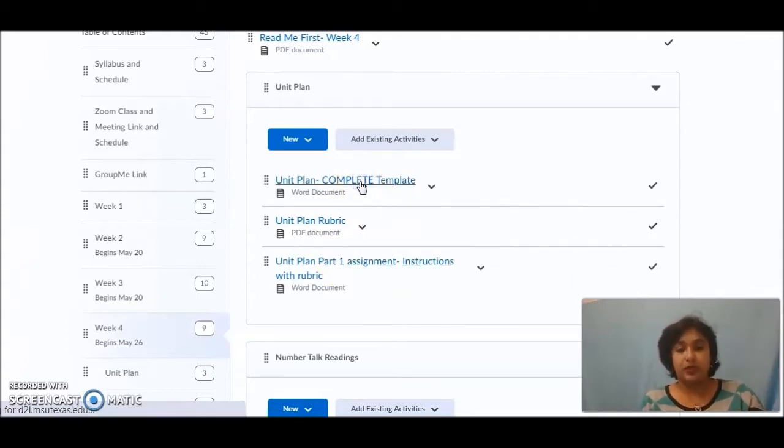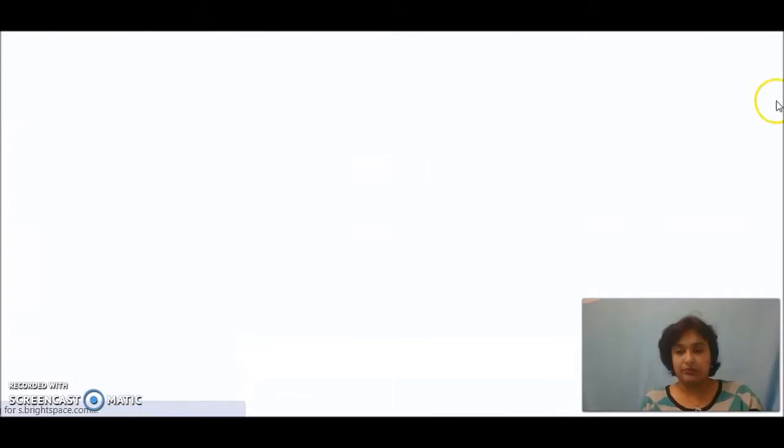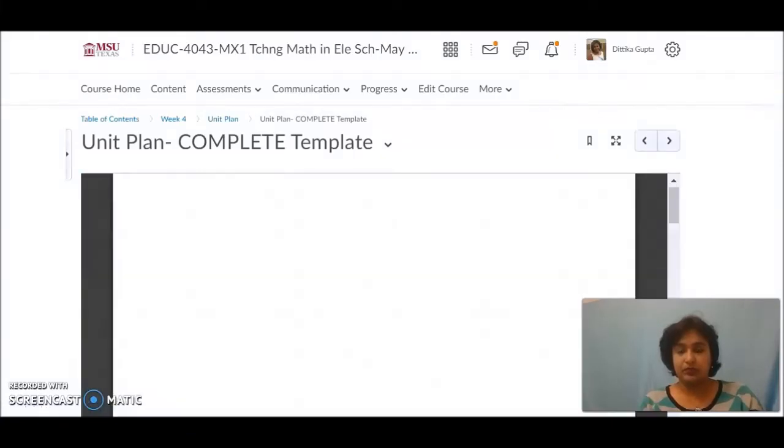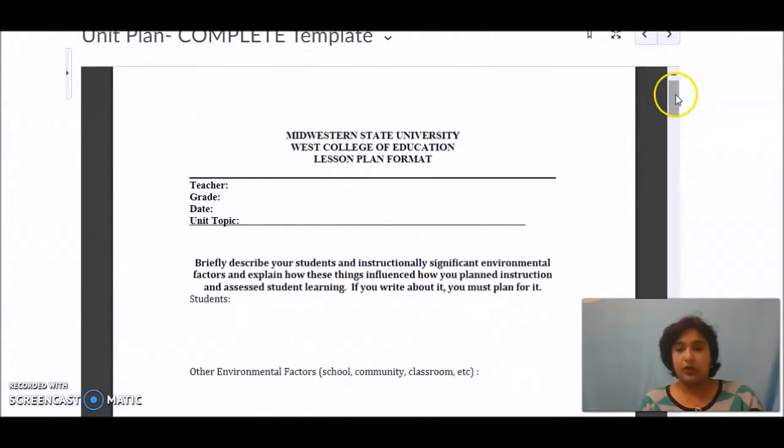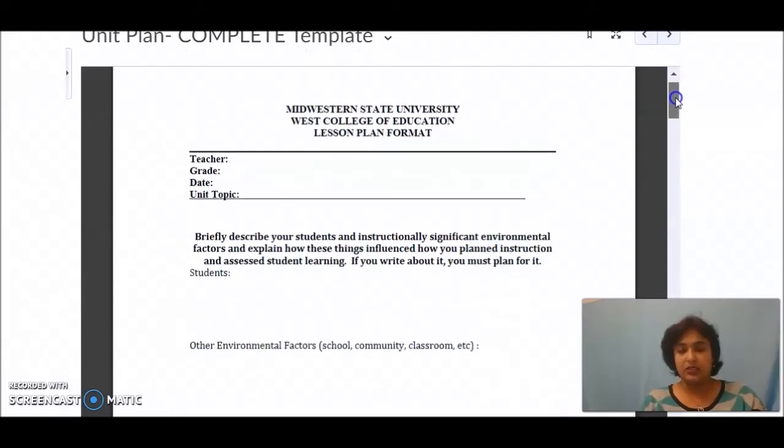Okay. So when you open up this document, you are going to see that this is your unit plan template. This is the template you're going to use. I have broken up this template into 3 parts so that you have every part and feedback on every part, so that you can make revisions and submit a really good unit plan by the end of this semester.